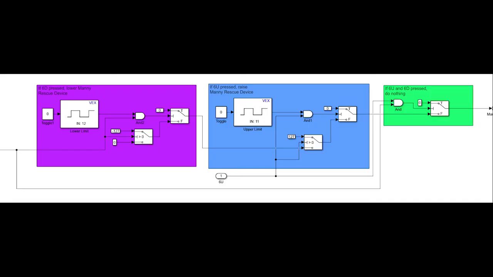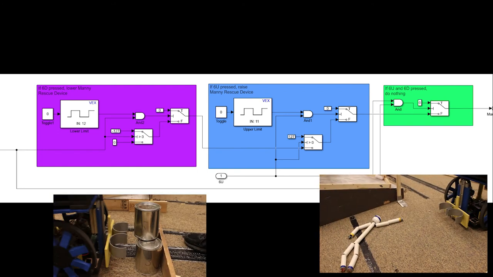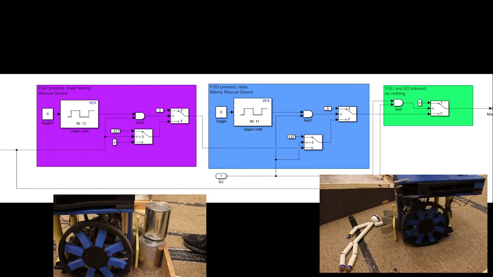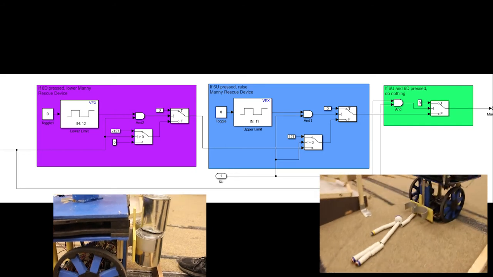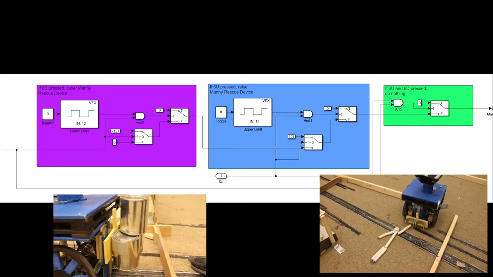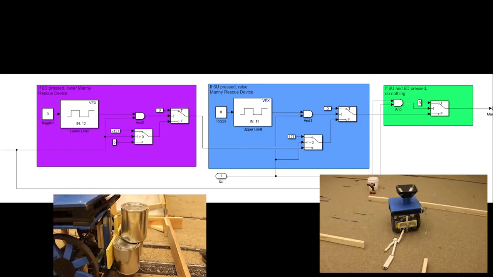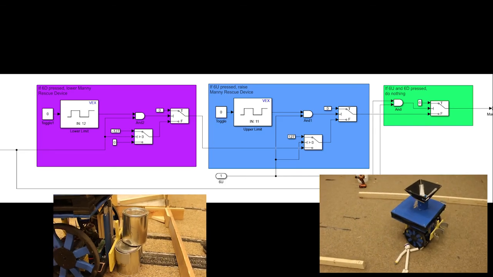The next subsystem controls the Manny rescue device. This system raises and lowers a system with a motor controlled by limit switches and a joystick input. The motor spins to lower the device unless the lower limit switch is pressed, or it spins to raise the device unless the upper limit switch is pressed, or, if both buttons are pressed, the device will do nothing. This system prevents the winch from unwinding, as well as prevents strange behaviors when both buttons are pressed.